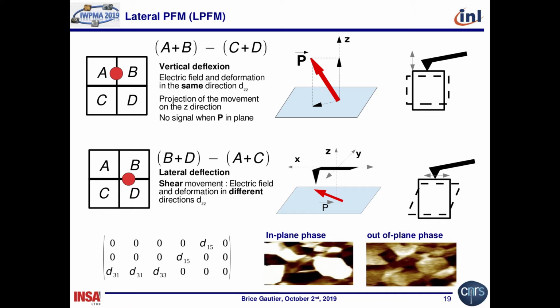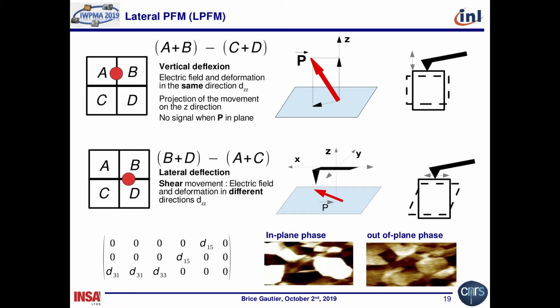Remember that you apply the electric field always in the Z direction. You don't have the choice. You have a bottom electrode, and the AFM tip is the top electrode. So the electric field is always in the Z direction. So if you apply the voltage in this direction and record the motion in this direction, this refers to the D15 coefficient, so the shear mode of the piezoelectric tensor.